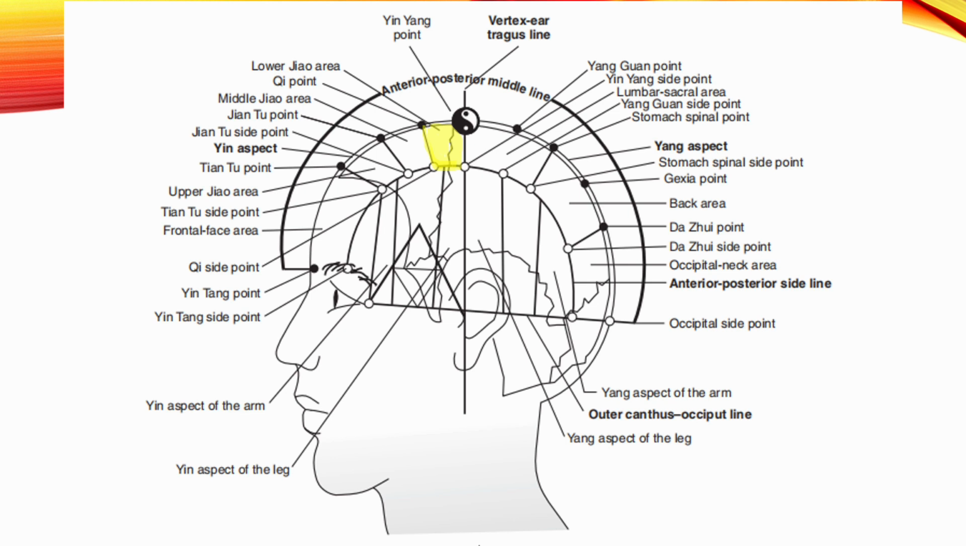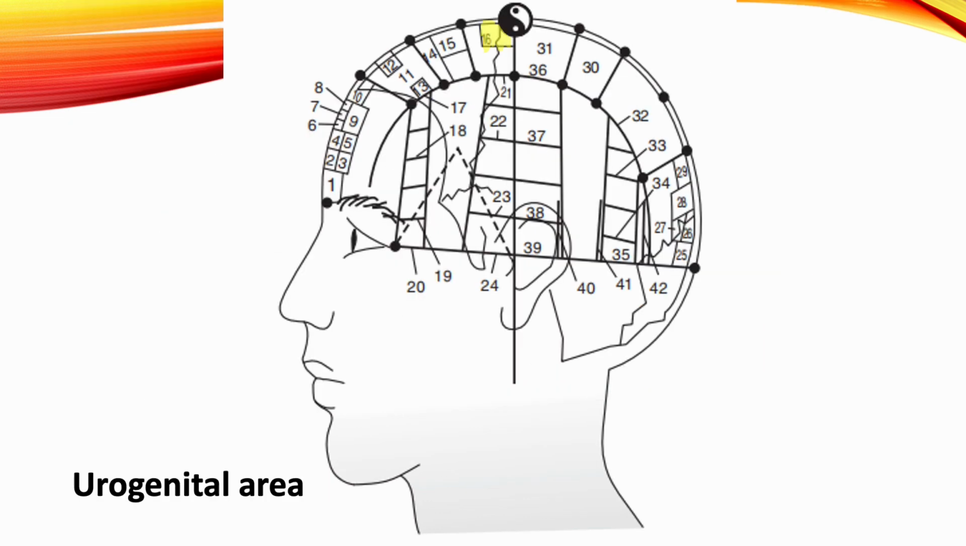Lower jiao area. The lower jiao area is the zone enclosed by the Qi point, the Qi side point, the Yin-Yang point, the Yin-Yang side point, and their connecting lines. Urogenital area, number 16. Posterior 2/3 of the lower jiao area, 1/2 diametral orbit from the anterior posterior midline.